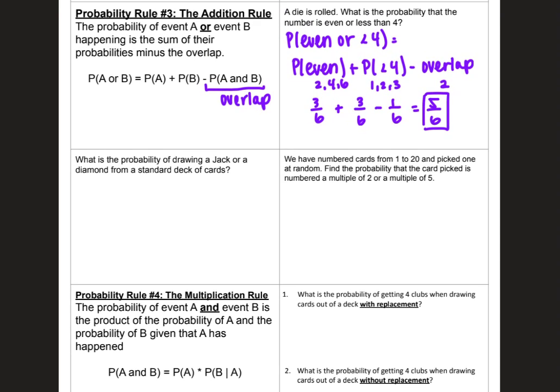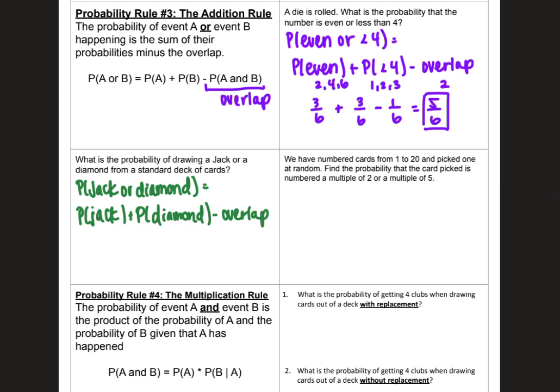All right, the second example says, what's the probability of drawing a jack or a diamond from a standard deck of cards? So jack or diamond. I like to write it out. So it's the probability of jack plus the probability of diamond minus the overlap, the card that is a jack and a diamond.